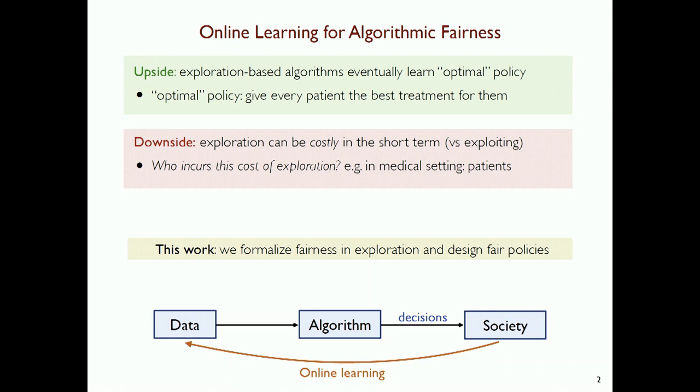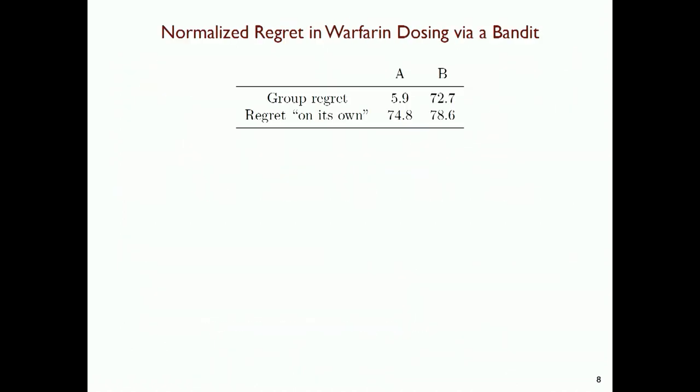And so what I want to do in this work, as I said, it's more conceptual than anything, is I want to formalize what fairness means in this context. I want to put out a proposal for perhaps a systematic way of thinking about who bears the cost of exploration in this context. So that's the work in a nutshell.